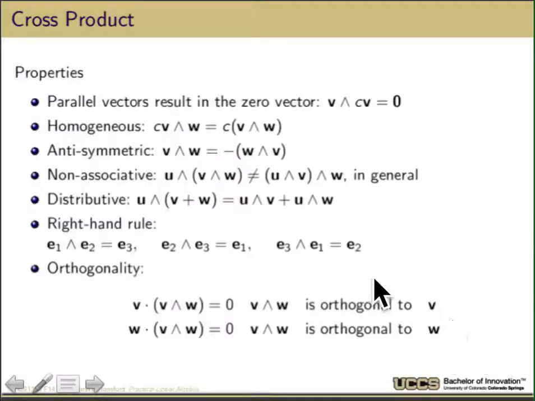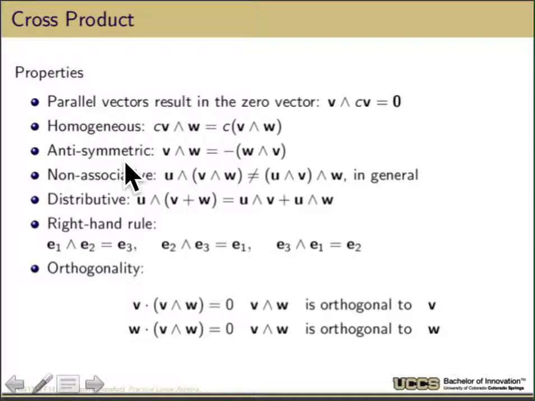So coming back, reviewing the properties of a cross product, parallel vectors result in a 0 vector, so V cross any constant times V will be 0. It's homogeneous, so if we multiply by a constant, it just gets pulled out. C times V cross W is equal to C times V cross W. And C times W would cause the same thing.